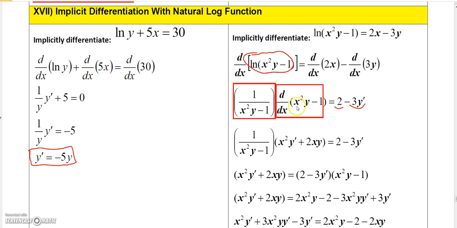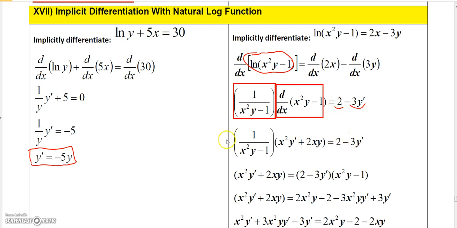Okay, so this right here, we need to find the derivative of x squared y minus 1 now. So now x squared y minus 1, I can use the product rule for x squared y. So I do x squared times the derivative of y, which would be x squared times y prime, and then y times the derivative of x squared, so that would just be y times 2x. And then I'm just bringing these two terms down.